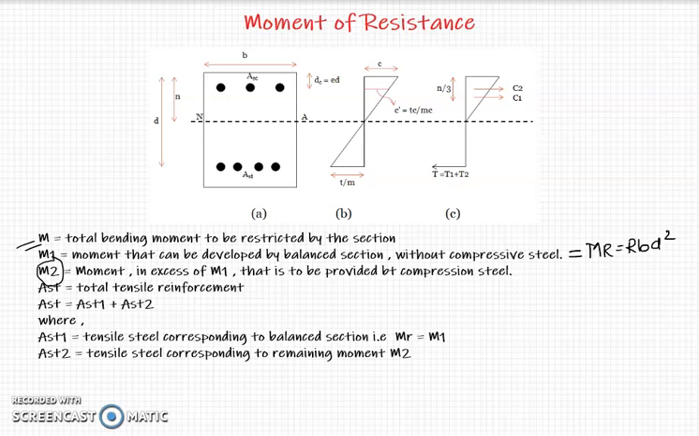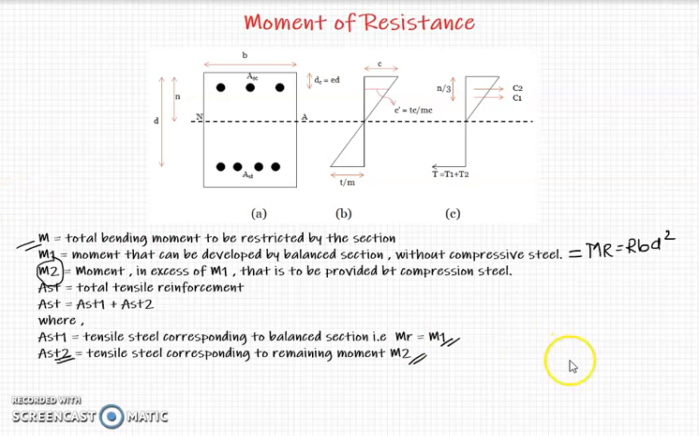Now because we have split the bending moment into M1 and M2, we have AST, the total tensile steel, also written as AST equal to AST1 plus AST2. Now AST1 is tensile steel corresponding to the balanced section, that is Mr. So AST1 is provided with respect to the bending moment M1, and AST2 is with respect to the bending moment M2.